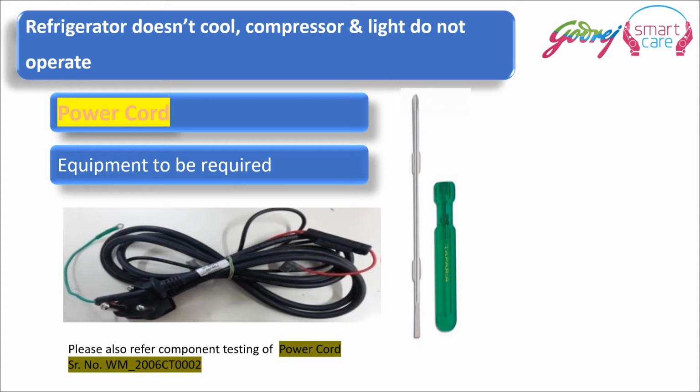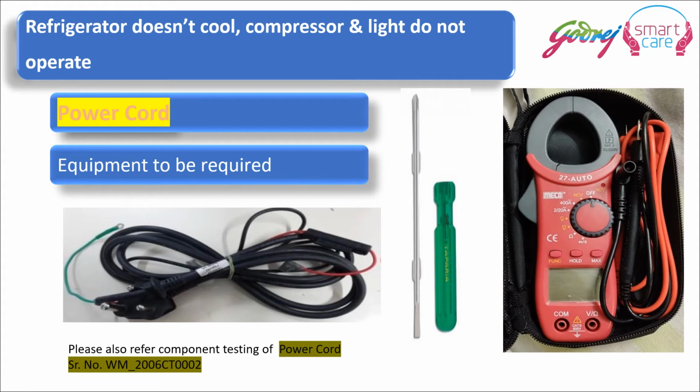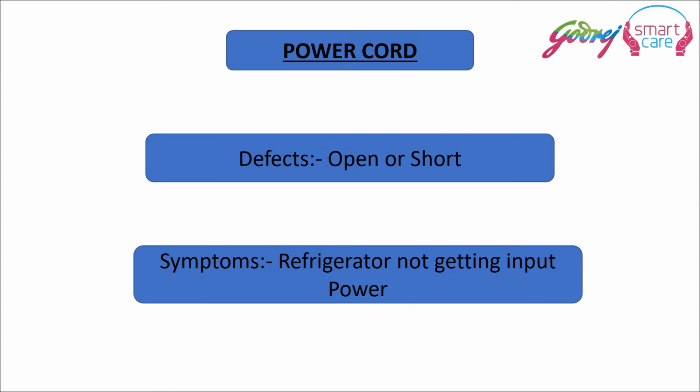When we check the power cord, what we need is a multimeter, a tester, and a screwdriver. The two problems with the power cord are that it can be either open or short. So we have to check whether the power cord is open or whether it is short between the phase and the neutral lines.